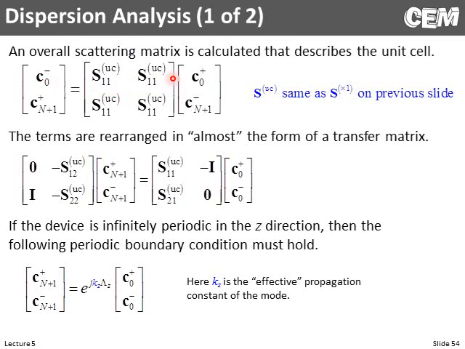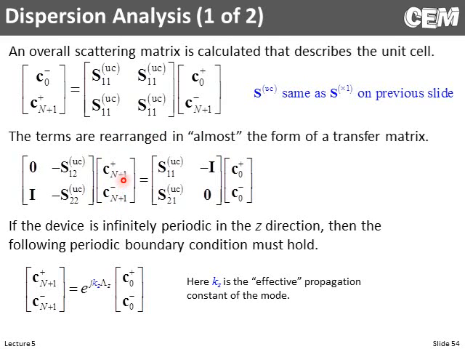We're going to rearrange the terms almost into the form of a transfer matrix. Remember, scattering matrices relate inputs to outputs. Transfer matrices relate mode coefficients on one side to mode coefficients on the other. So we took our scattering matrix equations, separated into 2 separate equations, moved terms left and right, and then brought it back together. So what we have are the mode coefficients on the left to the mode coefficients on the right.